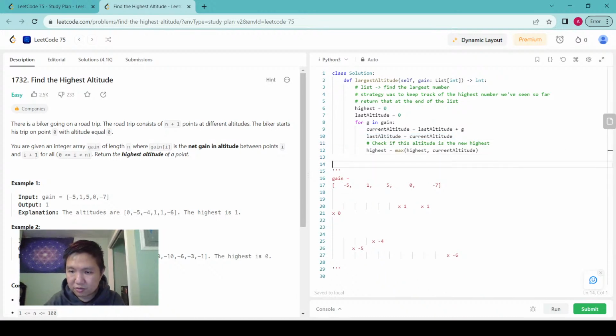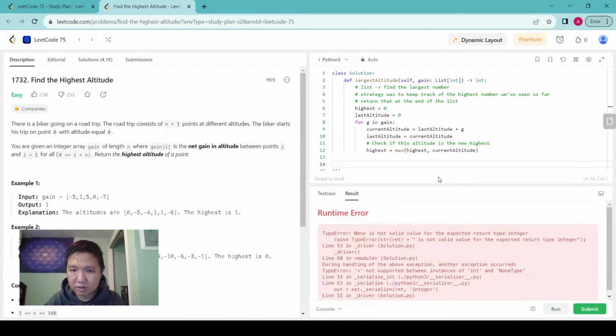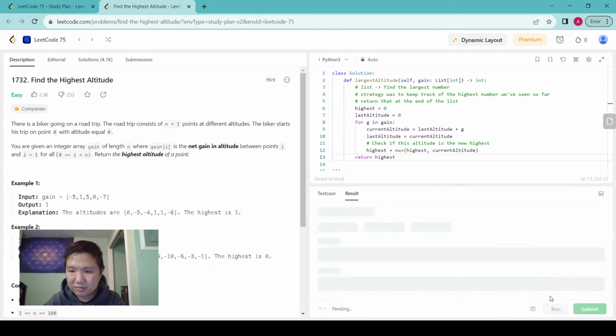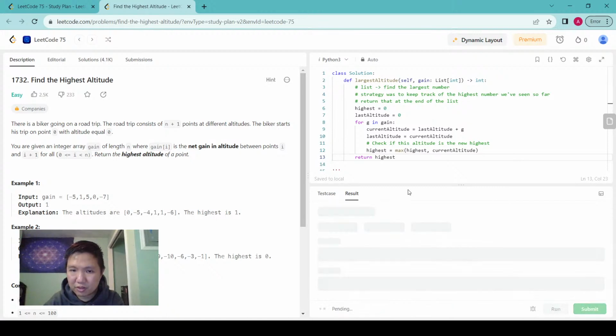Okay, let's run this first. I'm fairly confident that this would be the correct solution. Oh, sorry, I'm not confident at all. I need to return highest. Let's run it. Okay, case 1, case 2, they both work. Let's submit it.